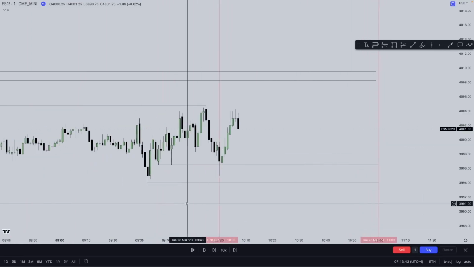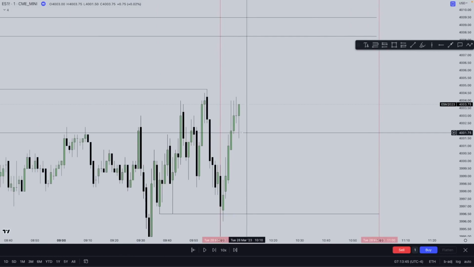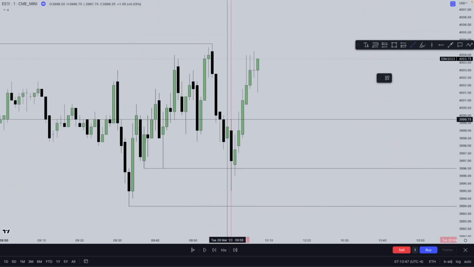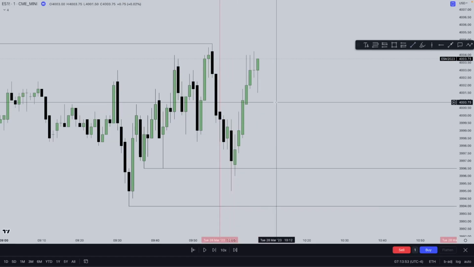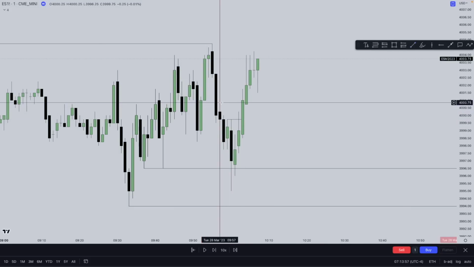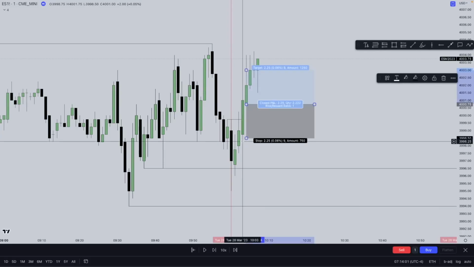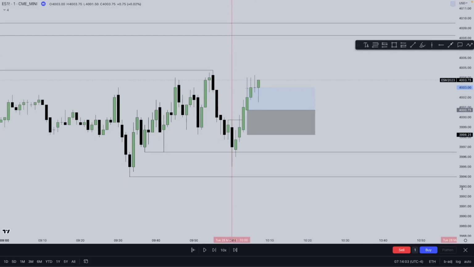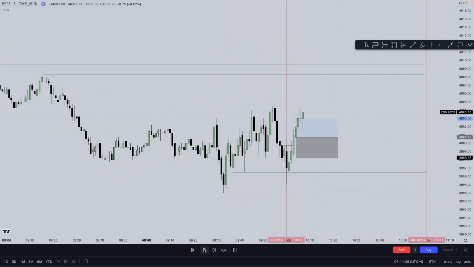So there you go, one set of liquidity got taken out right here. We had a market structure shift, boom, right here. So wait, did we have a market structure shift? Yeah, I would say we did. This high. Now we can enter our trade at the extreme FVG, which is right here, but we can still wait.